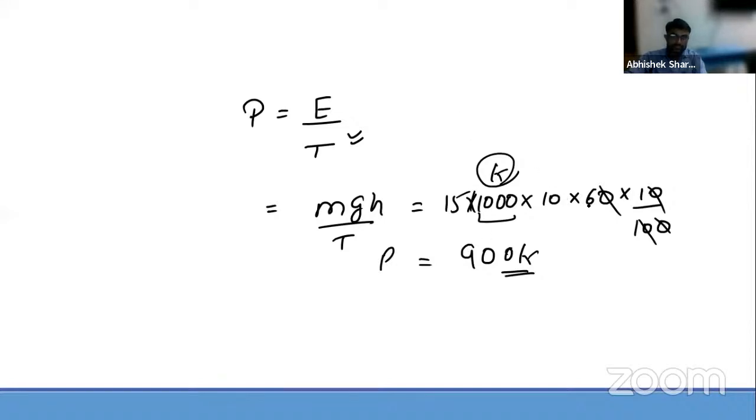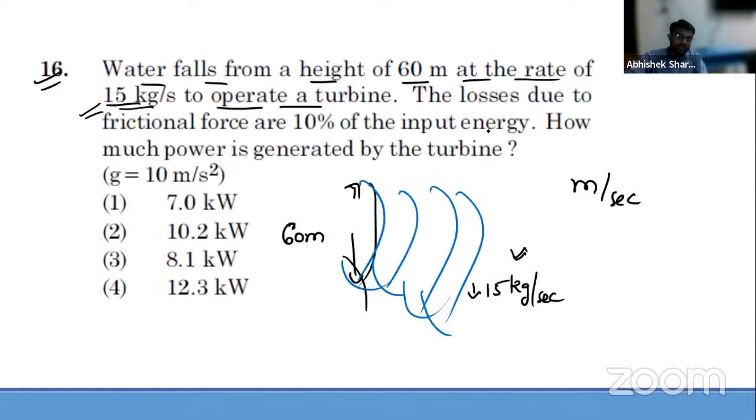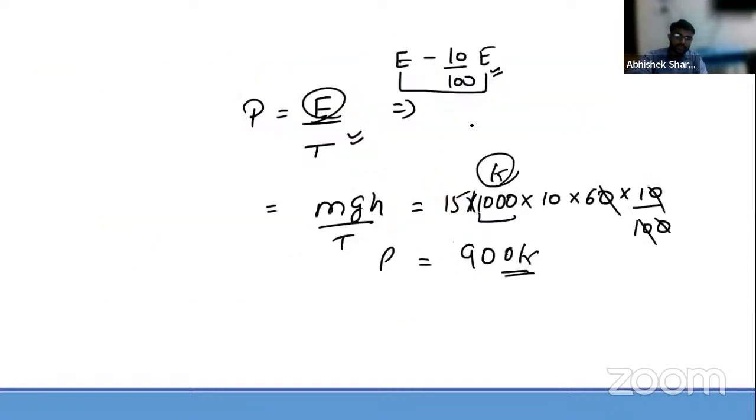So let us find something. 10% of the input energy. So if this is the input energy, it's got 10%. Meaning 10% will be this much. Remaining energy will be losses due to friction for the 10% of the input energy. How much power is generated by the turbine? So power generated will be the total minus this. The answer comes out to be 90 upon 100.